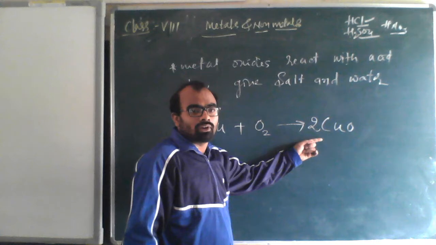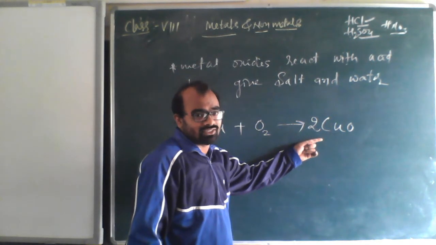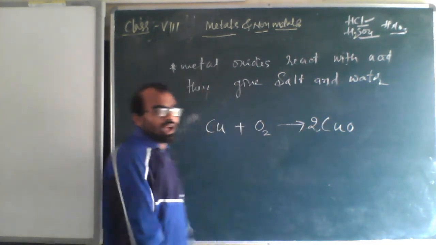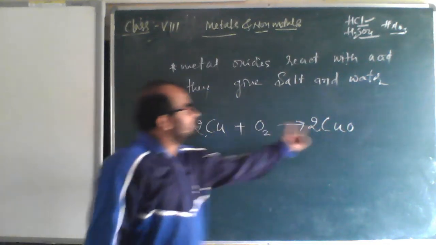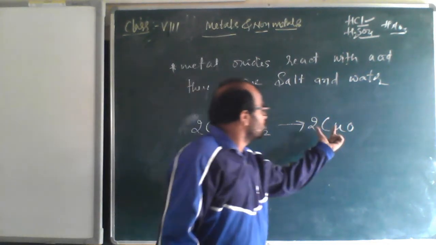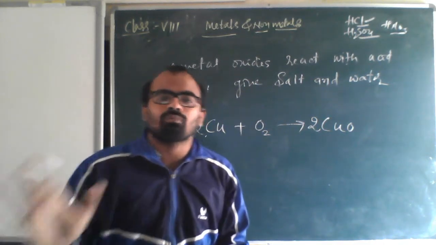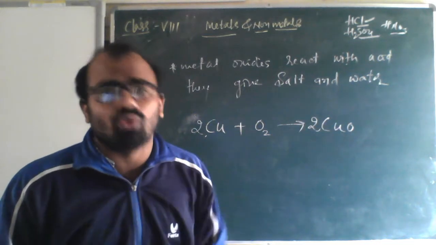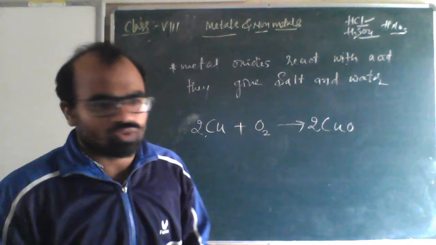Cu means copper. Please be perfect with those metals which I have already given in the list. Copper became 2, so I have to balance again and write 2 here. So 2 copper, 2O, 2O. So 2Cu plus O2 will form 2CuO. Similarly, 2Mg plus O2 gives 2MgO, and 2Ca plus O2 gives 2CaO.